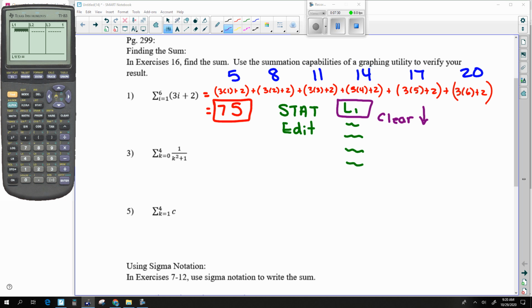Okay, and that will clear your list. Then what I do is I go and enter the numbers, starting with the smallest number that you need to start with and going to the biggest number that you want to go to. So here I would go 1, enter, 2, enter, all the way up to 6. So I go 1, 2, 3, 4, 5, 6. I start at the smallest number and go to the biggest number that I'm going to.